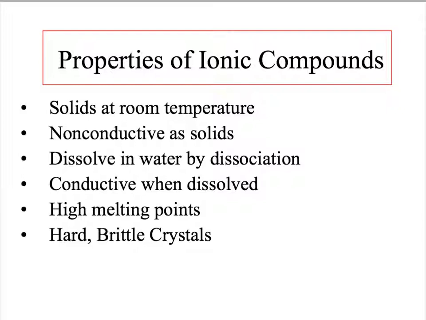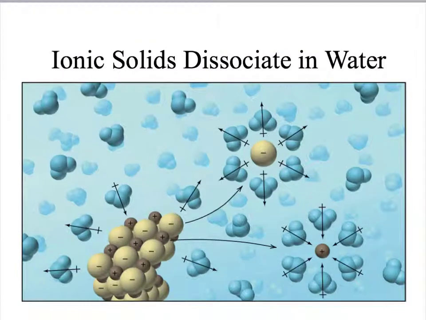Okay, let's go over a couple properties of ionic compounds. So ionic compounds are generally solids at room temperature. They're non-conductive as solids. They dissolve in water by a process called dissociation. They are conductive when they're dissolved. They usually have high melting points, and they're hard, brittle crystals. Here's a little image depicting ionic solids being dissociated or dissolved in water.